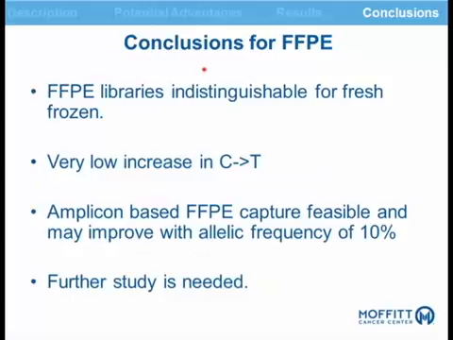And lastly, at least at the level of the Bioanalyzer, we were unable to distinguish any differences between FFPE libraries and fresh frozen libraries. We saw a very low increase in the C to T deamination reaction. And we think that amplicon-based FFPE capture using this panel is feasible, and it actually may improve if we drop the allelic frequency to 10% in FFPE so that we can remove those artifacts. And of course, this is our pilot experience, so further study is needed. We're actually performing an FFPE project where we're multiplexing 42 deep using, again, FFPE samples, and have several other projects in the pipeline which we're excited to move forward with.